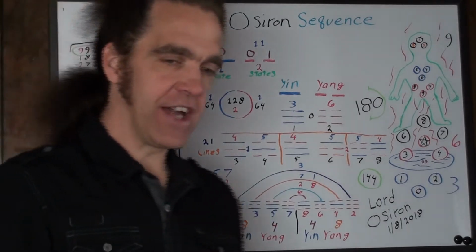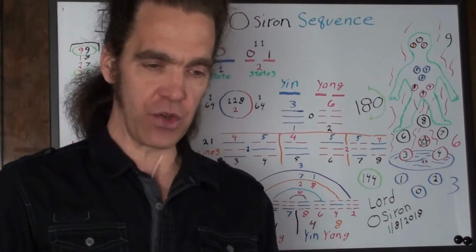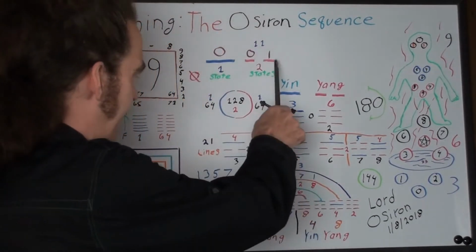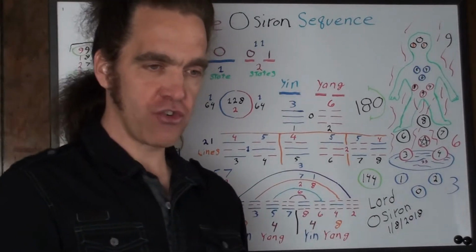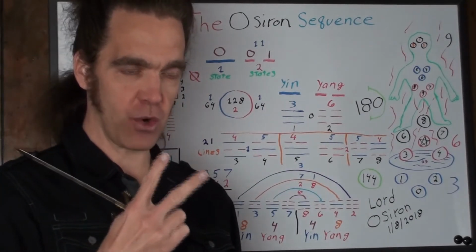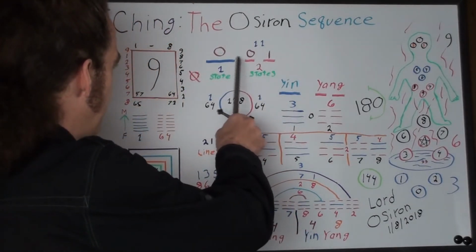Because what happens, as I've explained before, is there really is no such thing as 1. There's only 0 and 2. Because as soon as that 1 is created, you by default automatically have 2 states of 0 and 1. There's no way around that. And that's what we're seeing here.